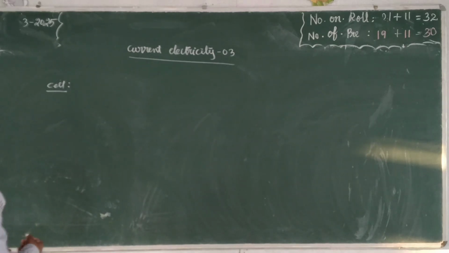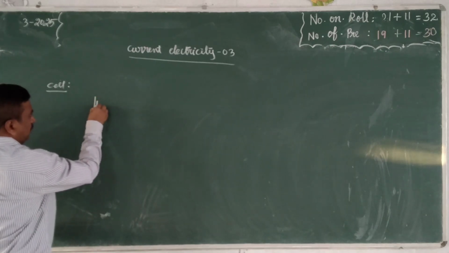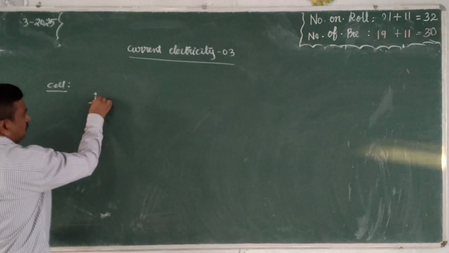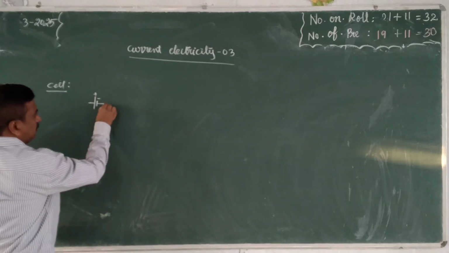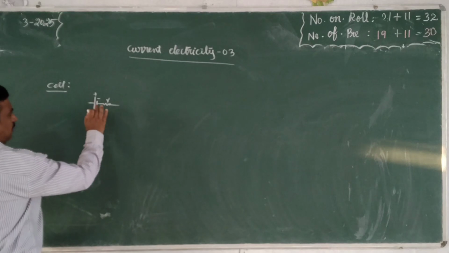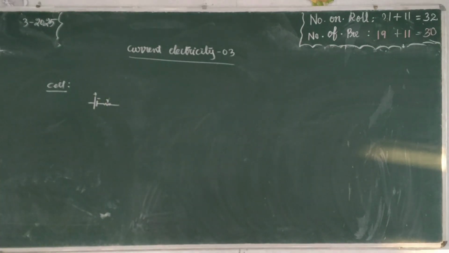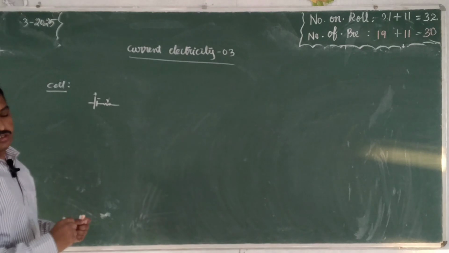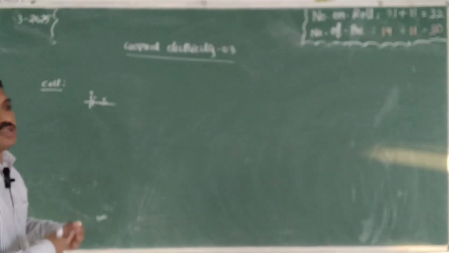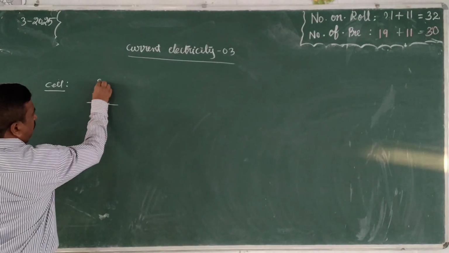So how do we represent this? One long line and one short line is the representation of a cell. The long line is plus, the short line is minus, with internal resistance here. The cell does not change the charge; it provides electrical energy to the circuit elements. In this case, we discuss two types of combination.